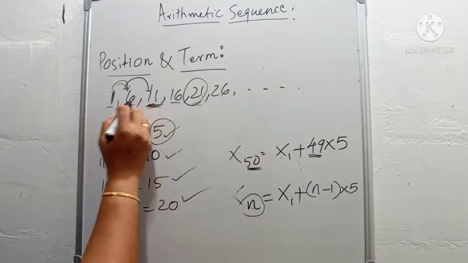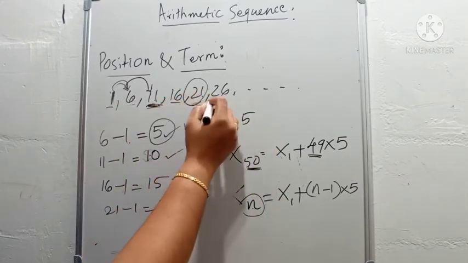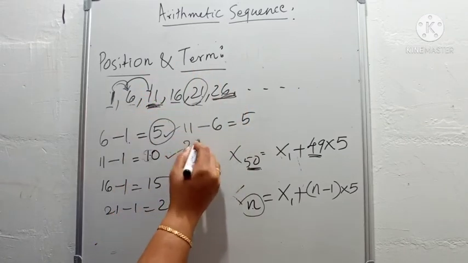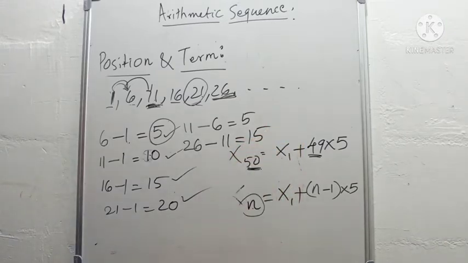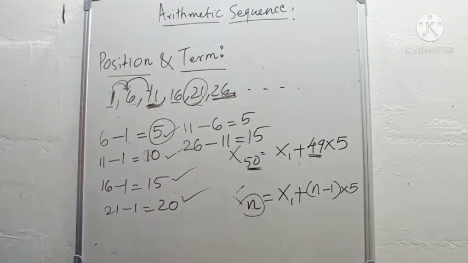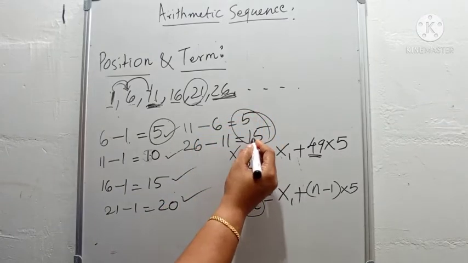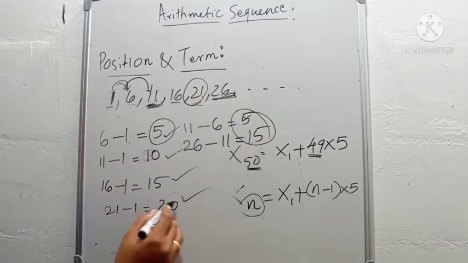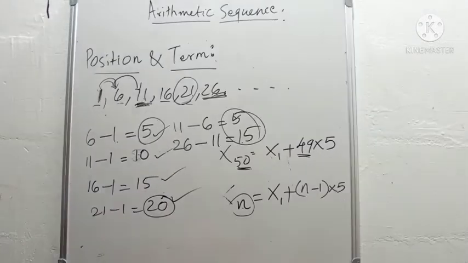What is the difference between 11 and 6? 11 minus 6 is equal to 5. Then what is the difference between 26 and 11? 26 minus 11 is equal to 15. That means the difference between any two terms of an arithmetic sequence is a multiple of the common difference. 15 is the third multiple of 5. 20 is the fourth multiple of 5. Okay, so this is the relation of the position and the term of an arithmetic sequence.